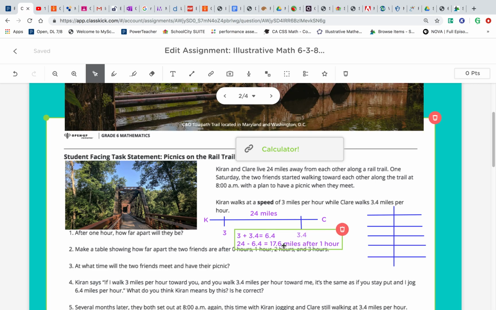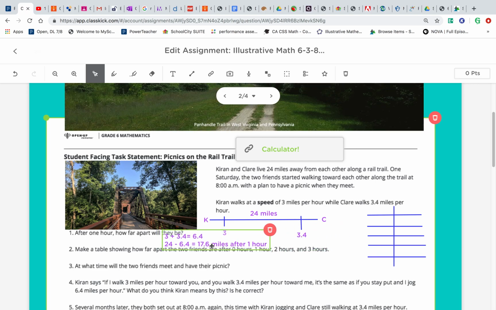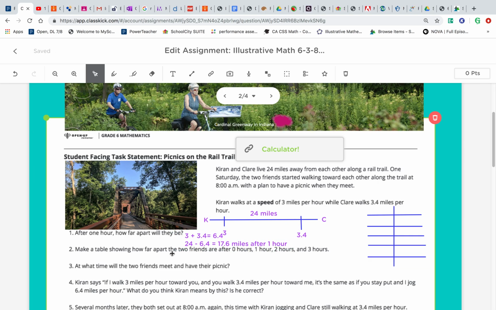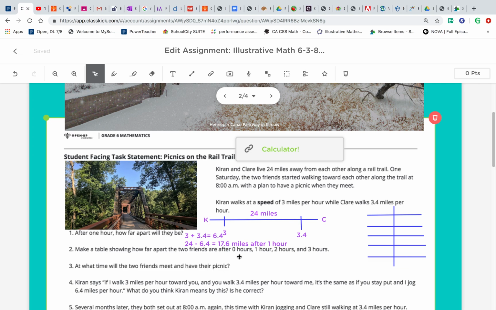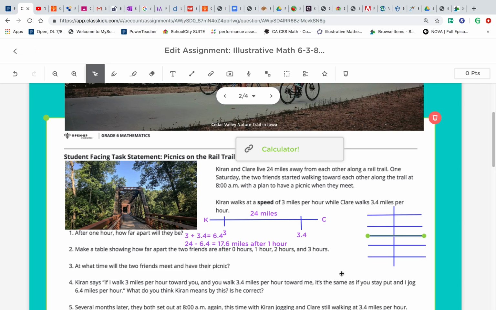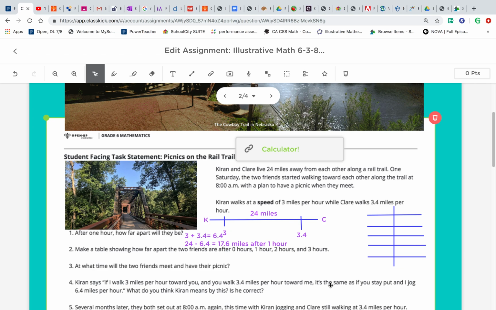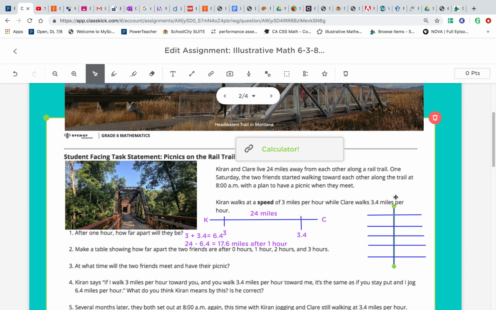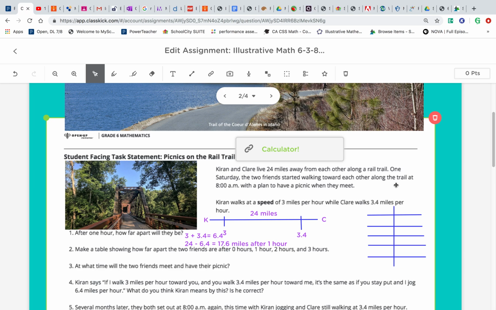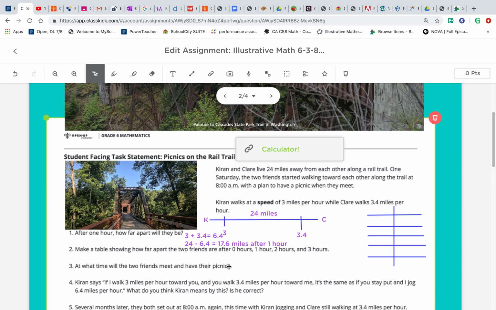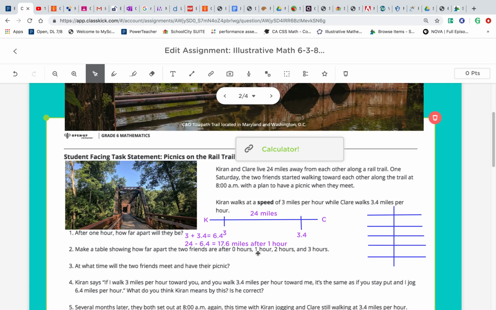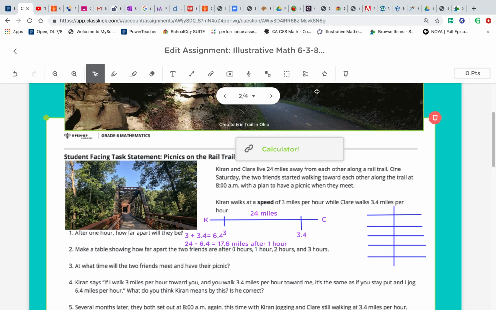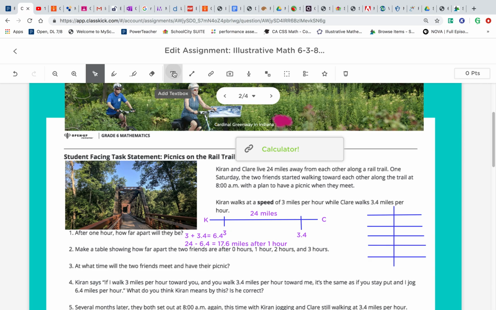Now it says here, move this down here a little bit. Okay, so it says here to make a table showing how far apart the two friends are after these times. So I've made a little table here for you to kind of work with. Okay, and so we want to go ahead and fill in the values here. So we have to think, what are the two things that we are looking at here in this situation? We have time for hours, right? And then we have miles. So we have miles and hours. So what I want to do is I want to label the columns.